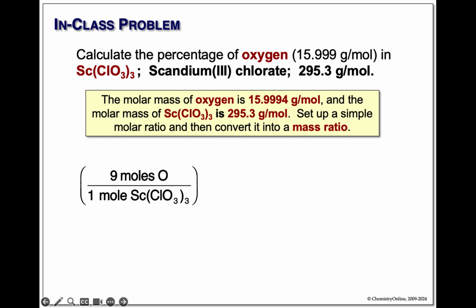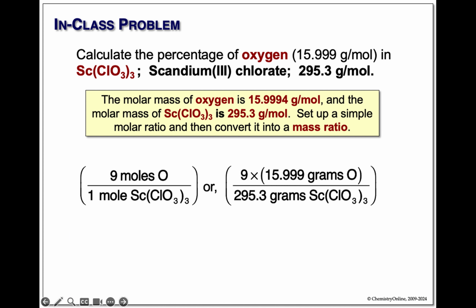We convert this to mass now. 9 times 16, and here's our 295. Percentage of oxygen, we're just going to multiply this out. We get 0.48488, and that times 100, 48.8%. Any questions? Let's do one more.